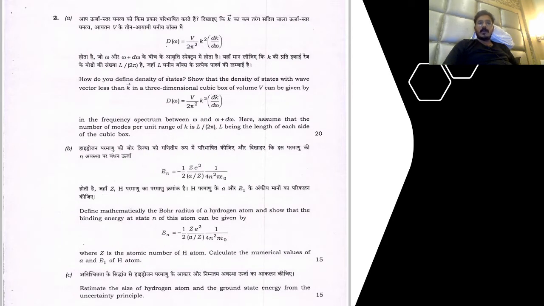Okay, हिंदी में भी पढ़ देता हूँ मैं. आप ऊर्जा स्तर घनत्व को किस प्रकार परिभाषित करते हैं? दिखाइए कि k वेक्टर का कम तरंग सदिश वाला ऊर्जा स्तर घनत्व आयतन V के तीन आयामी घनीय बॉक्स में d omega is equal to 2 V upon 2 pi square k square dk by d omega. So this is basically this thing. So we are going to start. Okay, so the question has been asked, what is density of state?